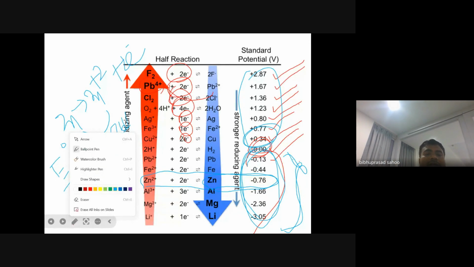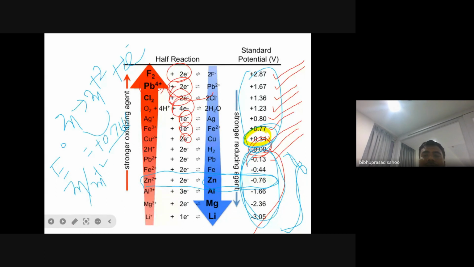My cursor is here. See, copper has reduction potential 0.34 volt. This is copper, this is zinc. So zinc becomes the anode because it possesses negative reduction potential, that means positive oxidation potential. So automatically the current will flow from copper to zinc, and the electron will flow from zinc to copper.